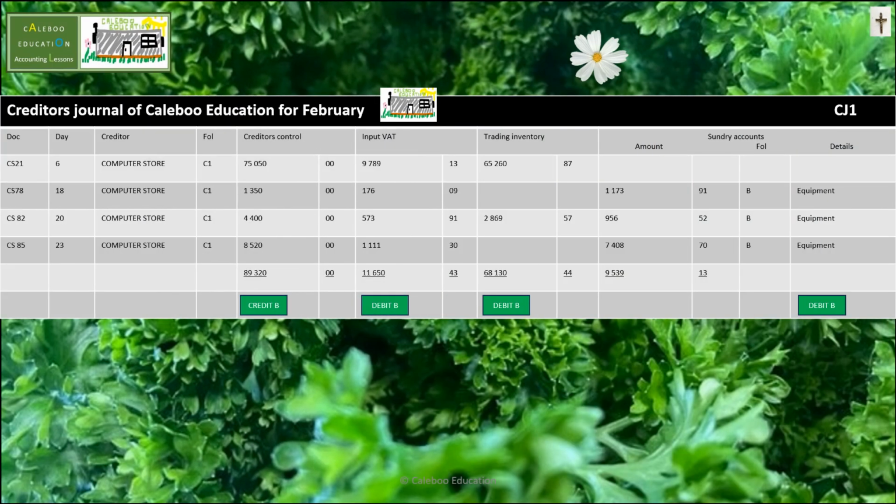This is a completed Creditors Journal. I just want to show you the column headings. There are column headings for document. We're going to write the number of the invoice that we received, the day the transaction took place, and who sent us the invoice. It says underneath that writing there, the name of the creditor from whom we're purchasing.